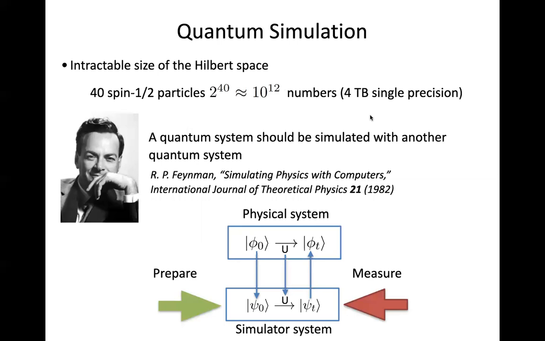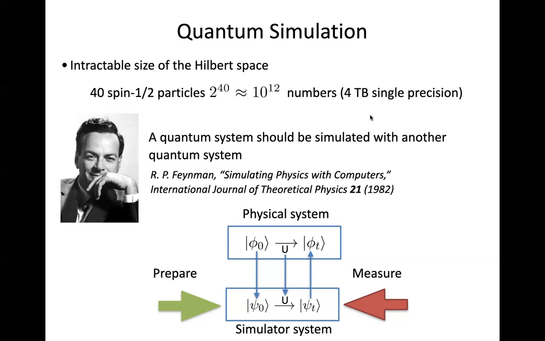So why do we need quantum simulation? That's basically because if one tries to describe quantum particles, and for example, we have 40 spin-1/2 particles, then the Hilbert space that we need to describe would be 2 to the 40, which is approximately 10^12 numbers large. And this is approximately 4 terabytes of single precision numbers already, which is very, very much. So for example, for 80 spins, this is basically intractable on any computer that we have.